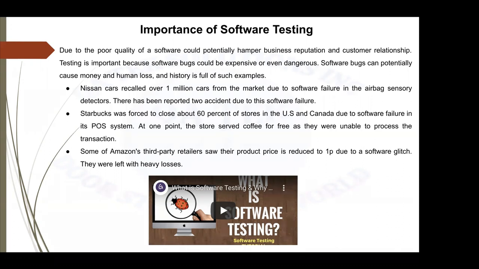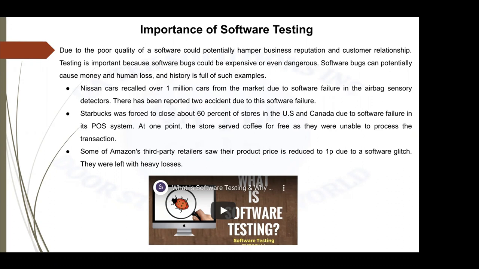Another one, Starbucks, all of us know this company, and they also had one of the major failures. So what happened? The POS system they use had an issue. And due to that problem, pretty much 60% of the stores in the US and Canada were serving free coffee to customers, because at that particular moment, the software wasn't working.